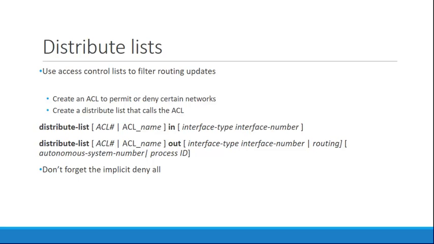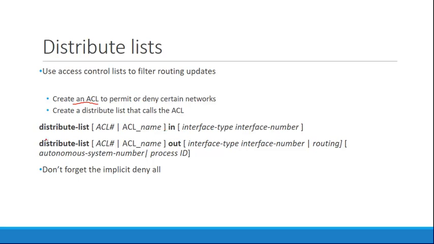In order to configure a distribute list, we have to create an ACL to permit or deny certain networks. And then we'll create a distribute list that calls that ACL. It links that ACL, or calls it out and uses it. Now our distribute list command will be different if we want to filter routes coming in or routes going out.